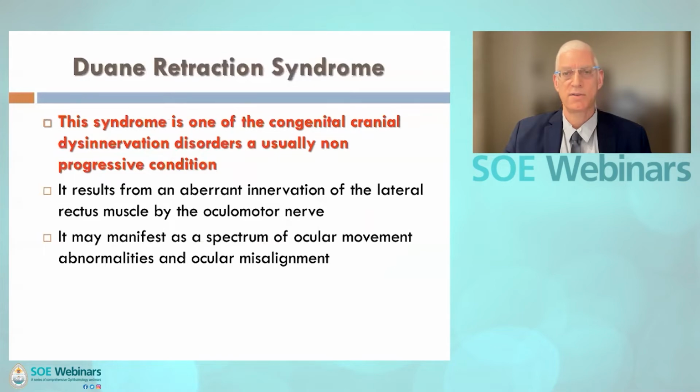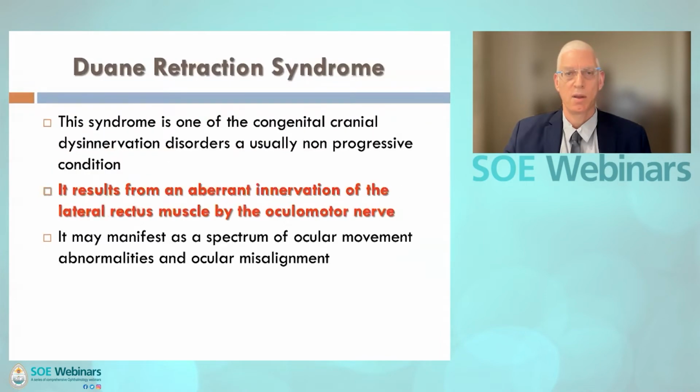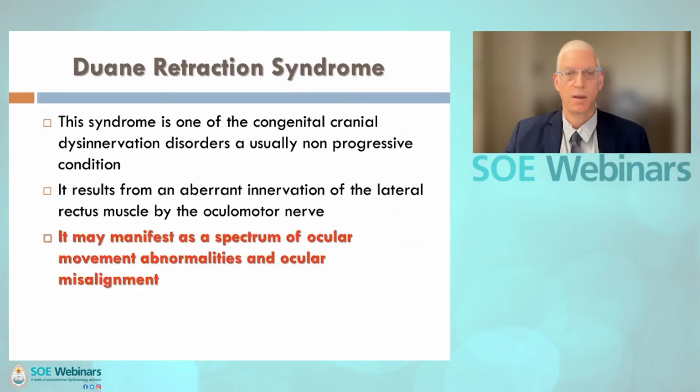Duane syndrome is one of several congenital cranial disinnervation syndromes and represents a clinical spectrum that is usually non-progressive. In this case, dysgenesis of the abducens nerve nucleus leads to an aberrant innervation of the lateral rectus muscle by the third cranial nerve. This condition can manifest in several ways.